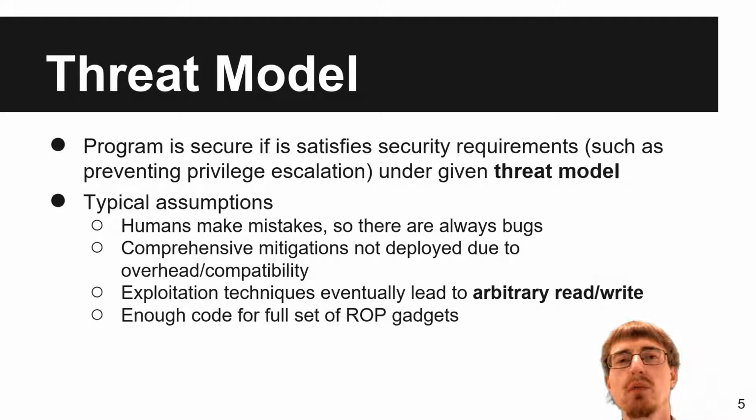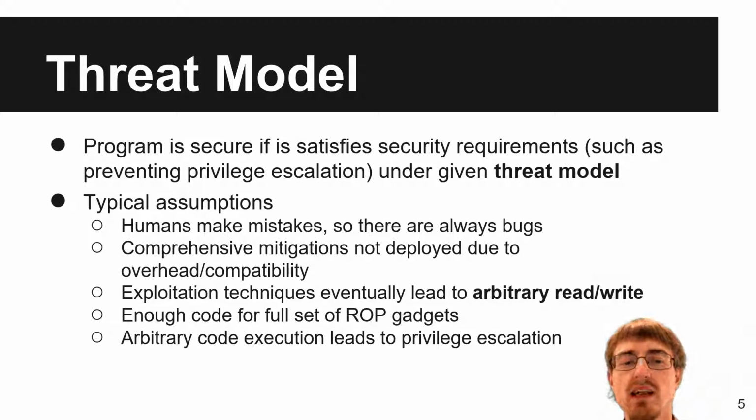We also assume that there's enough code available for a full set of ROP gadgets that allows us to do arbitrary computation. Now this is actually a very low bar because it's very easy to gather gadgets and be able to construct a ROP chain in practice. And finally, we assume that arbitrary code execution leads to privilege escalation. In other words, the security property that we're trying to prevent here is not messing around with the stuff in the address space, but it's executing arbitrary code to achieve some goal.